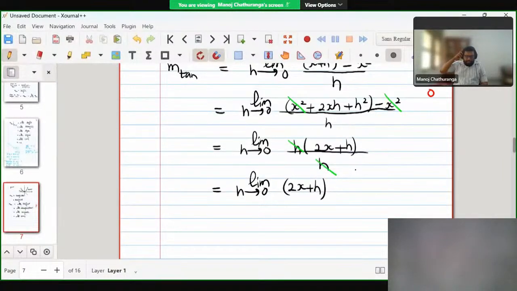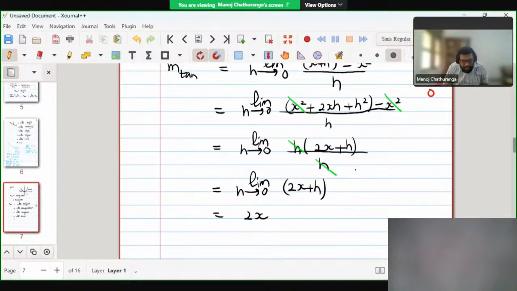As I said before, x is like a constant for us. We don't worry about x. We just keep it there and simplify if we can simplify it. But our main focus is on h. Now, as h goes to 0, at this level, we don't have any problem substituting h equals 0. So, set h equals 0, the answer is just 2x.